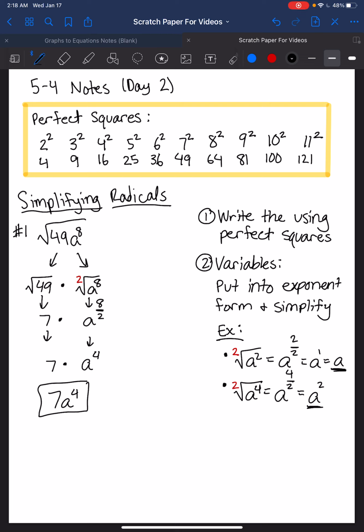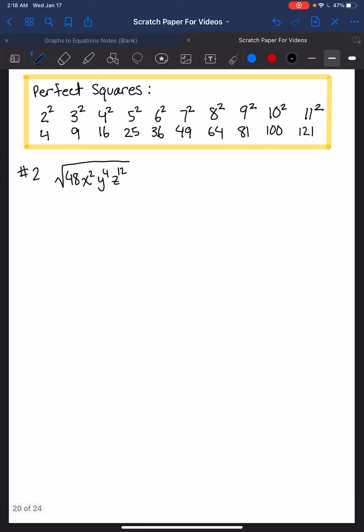So that's really going into detail and breaking down the problem. Obviously, if you want to show this much work, that's fine. But this is just me really digging in and showing you where all of this comes from. Next problem. Again, I've just copied and pasted my perfect squares list. You don't have to write this down every time, but it's helpful to have this insight when you're doing the problems. Number 2, the square root of 48, x squared, y to the 4th, z to the 12th.